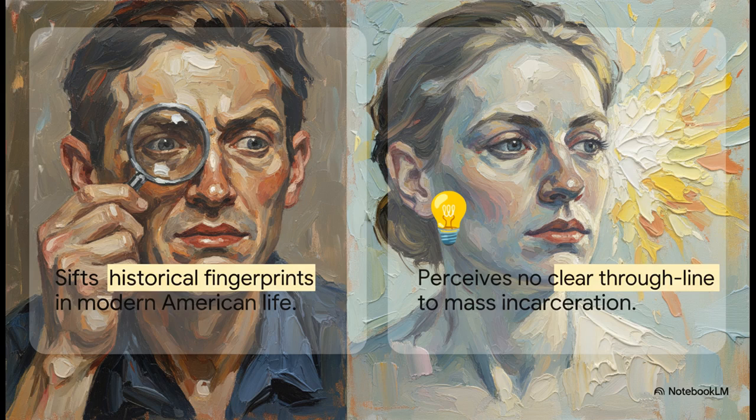To do this, he lays out two totally competing schools of thought. On one hand, you have the maximalist view. This is the side hunting for historical fingerprints in modern life, assuming things like the modern prison system are a direct, undeniable extension of historical white supremacy.